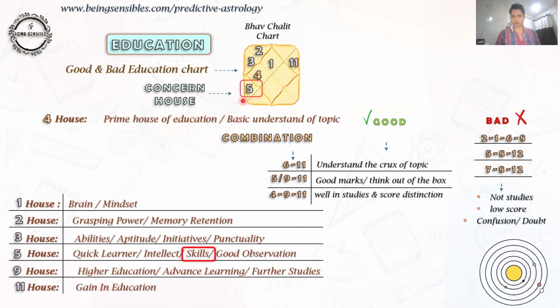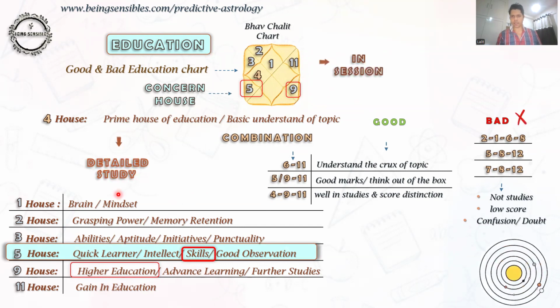Suppose I talk about the fifth house, which tells the skill. With this concept, you get an idea about any child, what kind of skill the child would have, what kind of good obsession one should have, and what kind of intellect level. When it comes to the ninth house, which governs higher studies, when the child applies for higher studies, they get a better idea whether they will be successful or not. So in the session, we get an idea of a detailed study.